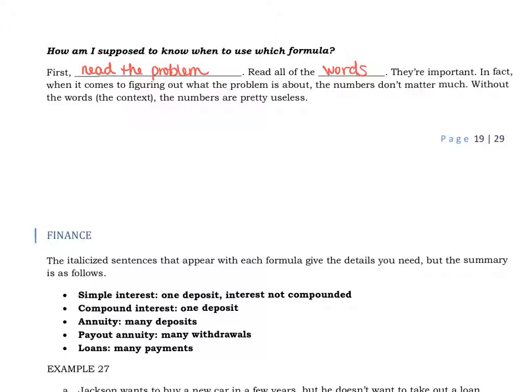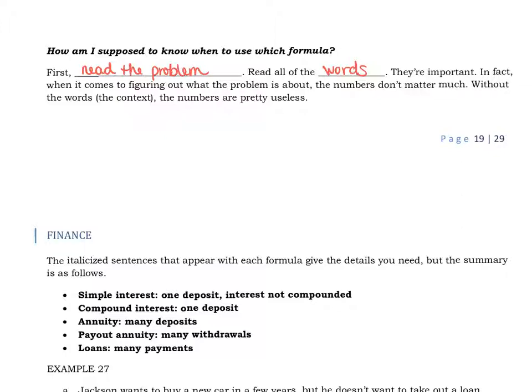So, in each of the places where we learned about each of those individual formulas, I had some italicized sentences in bold that told you when you should use that formula. And I've done a summary here at the top of page 20. So the way we're going to do this is I'm going to have you once again pause this video, and I want you to work out all of the problems A through H here in example 27. Your first step is to figure out which formula you need. And once you figure out which formula you need, again, by reading the words, then use that formula to solve the problem.